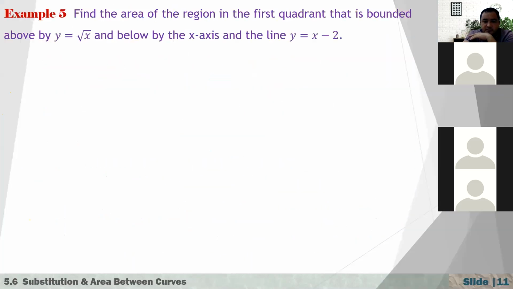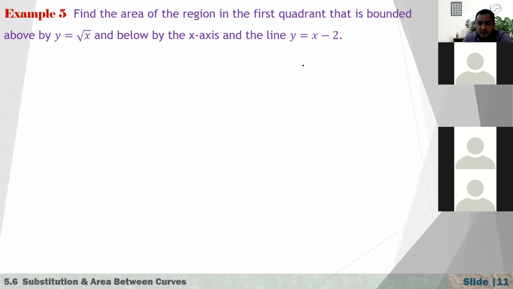All right, 3 examples left, and after that, I'll finish. All right, another example: find the area of the region in the first quadrant that is bounded above by y equals square root of x, and below by the x-axis and the line y equals x minus 2.